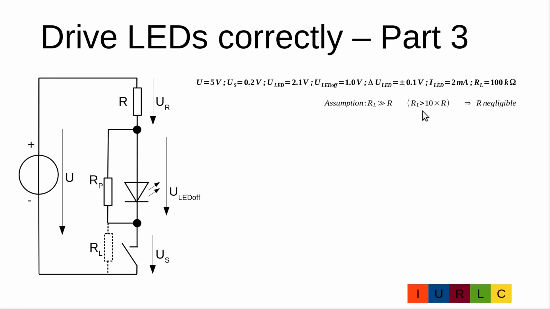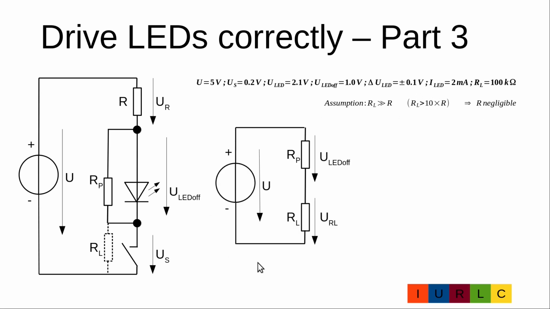Much bigger means leakage resistance RL is at least 10 times R. In this case we can ignore R. So we get this simplified circuit. We have a supply voltage U with a serial connection of RP and RL. At RP we have a voltage drop of U LED off and the remaining voltage drop is U RL.